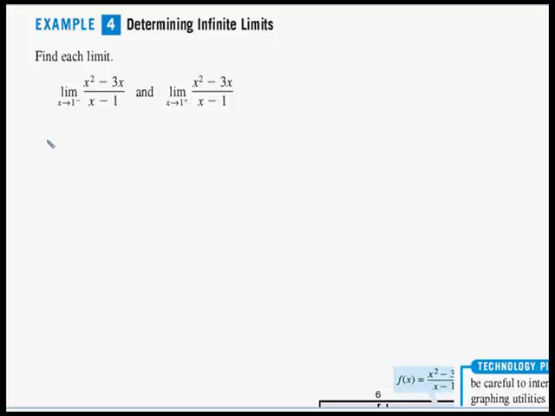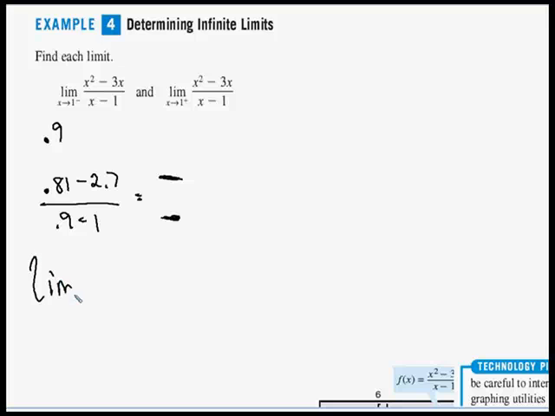from the left, 0.9. So if I plug in 0.9, I'm going to get 0.81 when I square it. Minus 3 times 0.9 would be 2.7. Divided by 0.9 minus 1. And here, remember, we're mostly worried about sign. 0.81 minus 2.7 is definitely going to give us a negative. 0.9 minus 1 is also a negative. And a negative divided by negative is a positive. So we're going to be heading for positive infinity.